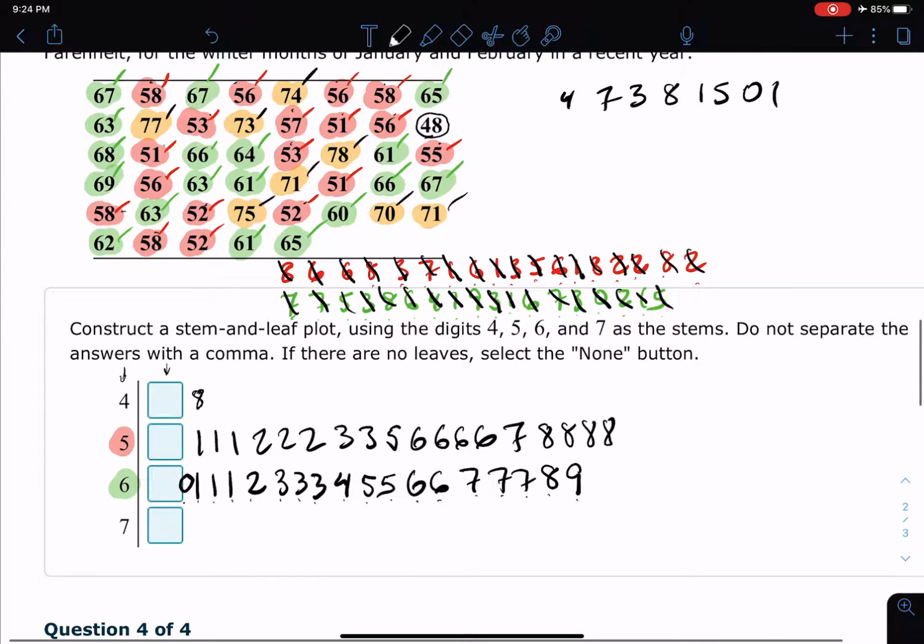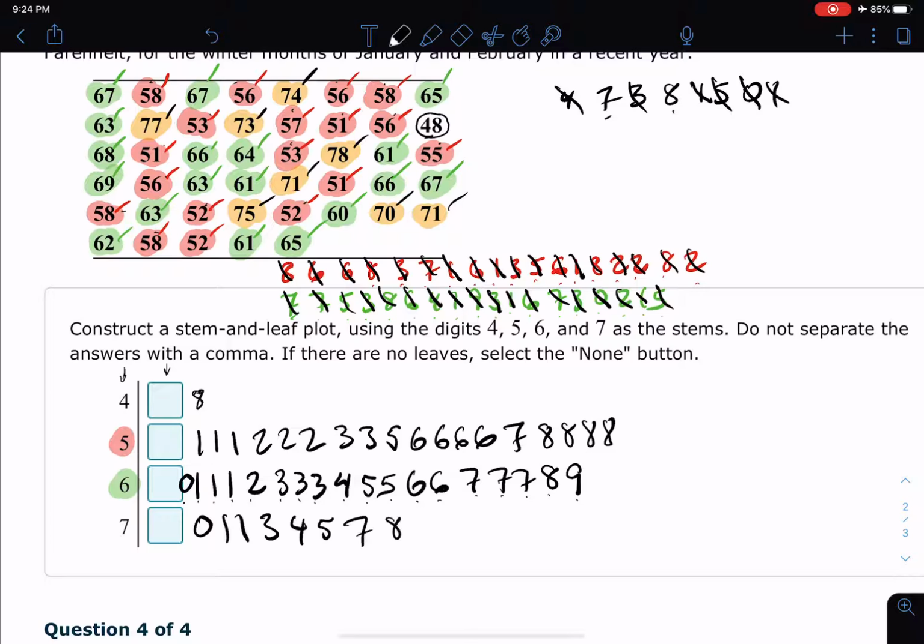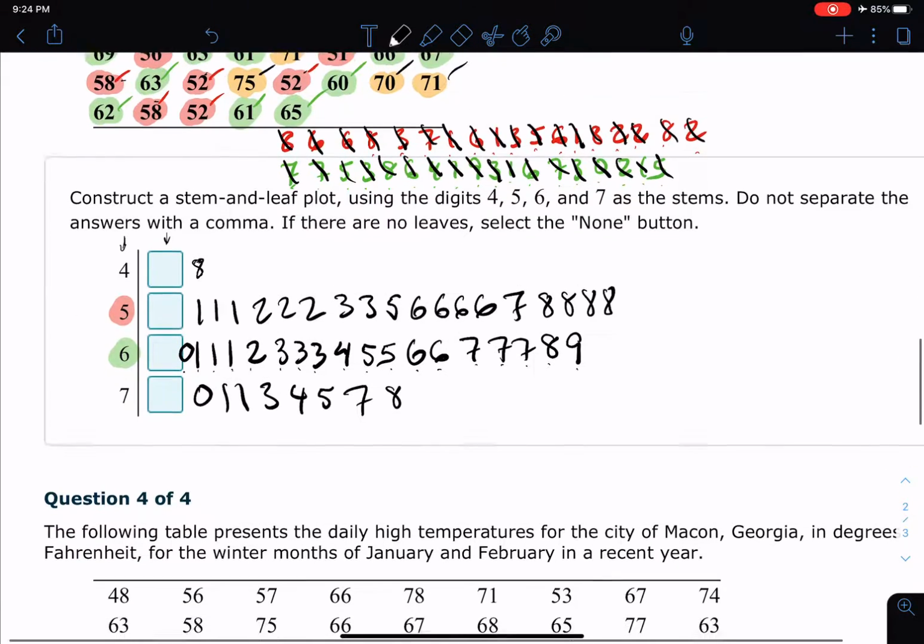So putting this in order, I've got a 0. Then I've got a 1 and a 1, so 2 1s. How many 2s? None. 3, 1, 1, 3. I've got 1, 4, I've got 1, 5, and I've got a 7 and 8. So we've got 0, 1, 1, 3, 4, 5, 7, 8. Okay, we've got it in chronological order, and we are doing that with something called the stem and leaf plot.